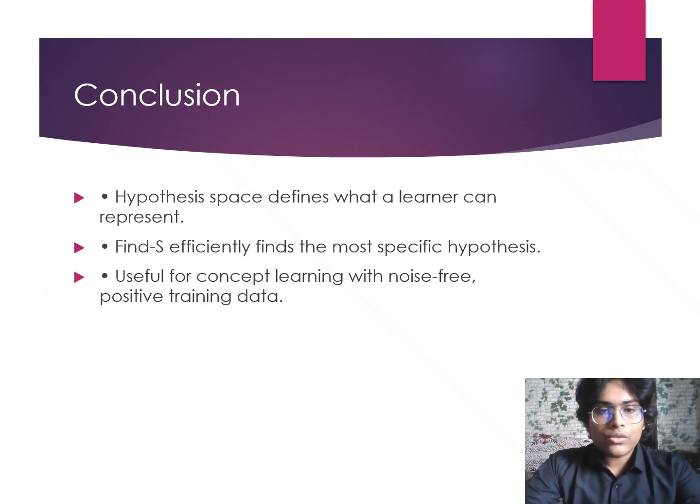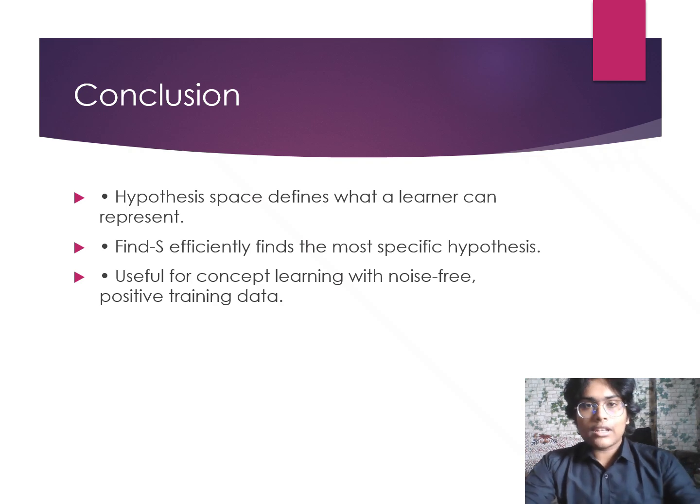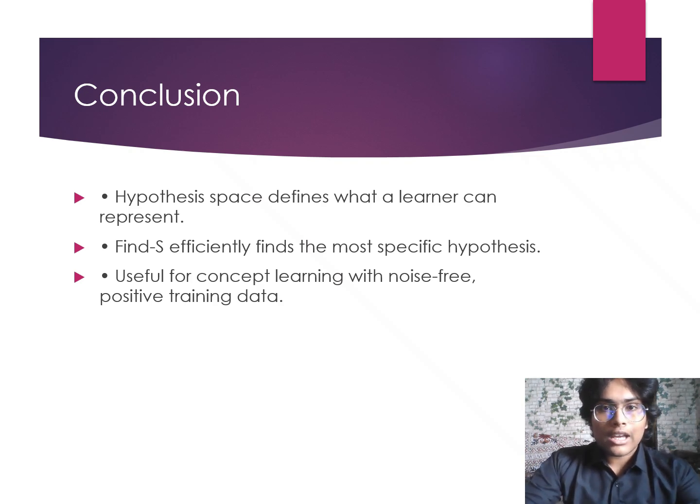Here is the conclusion on hypothesis space and the Find-S algorithm. First, hypothesis space defines what a learner can represent. Second, the Find-S algorithm efficiently finds the most specific hypothesis because it has a very specific method to find the hypothesis. And third, it is useful for concept learning with noise-free, positive training data.